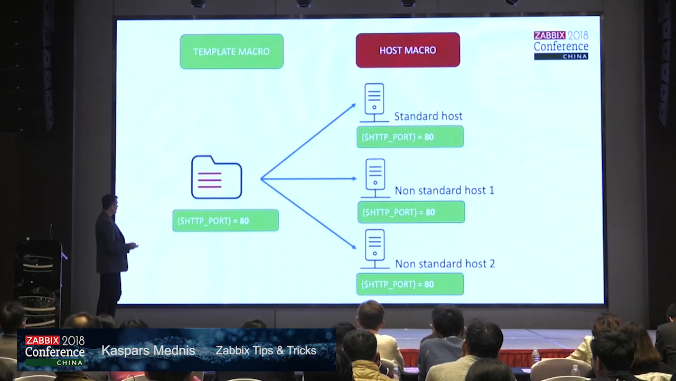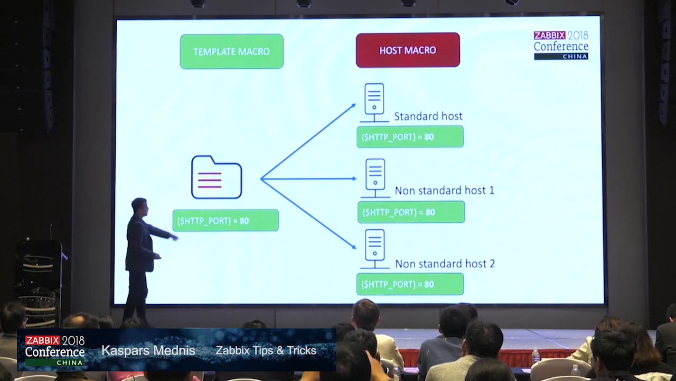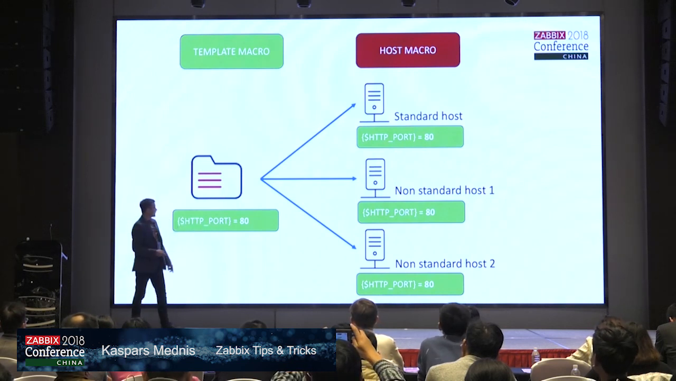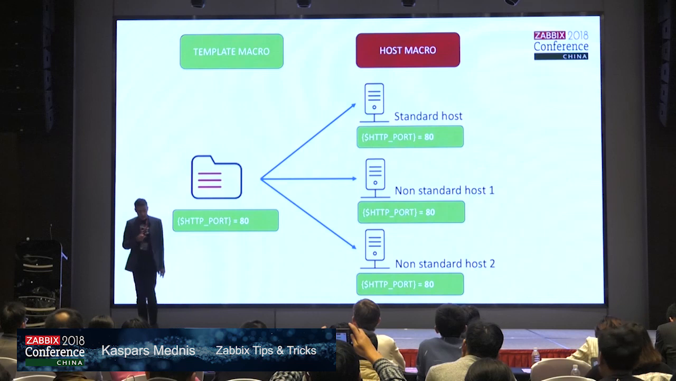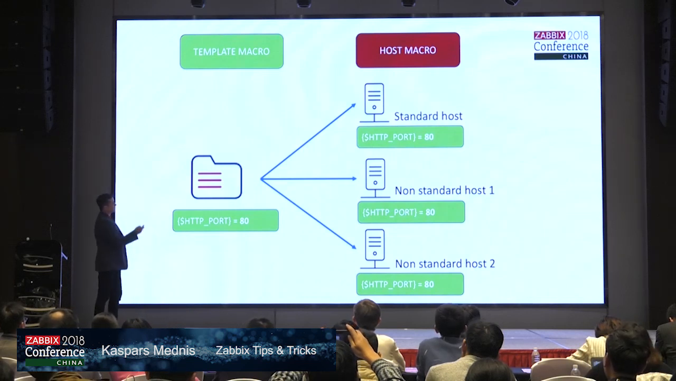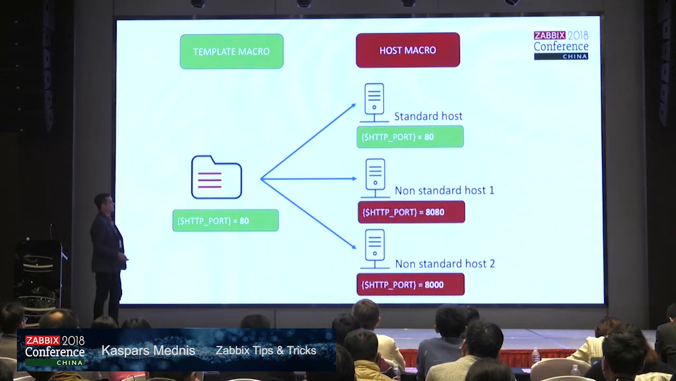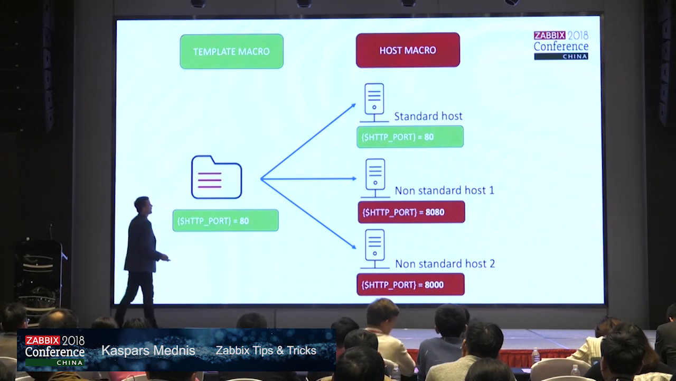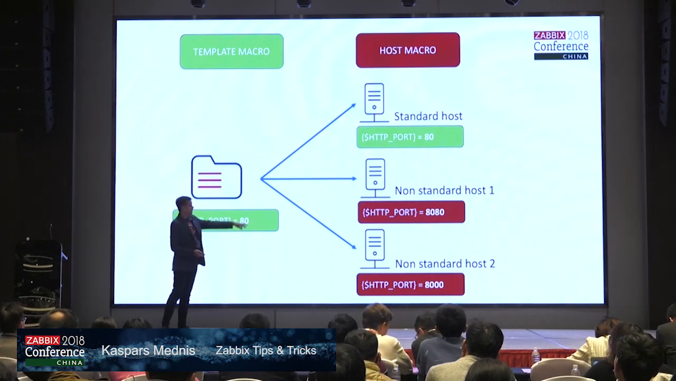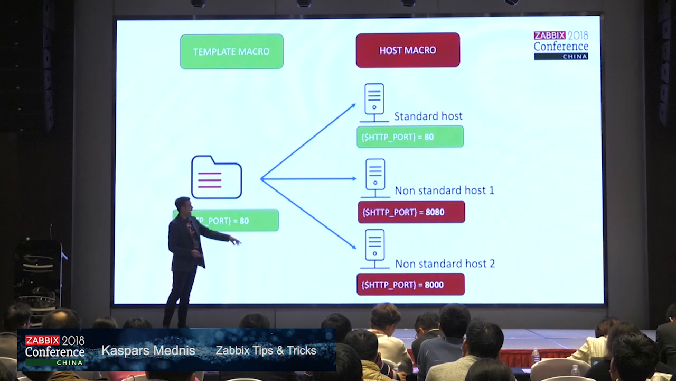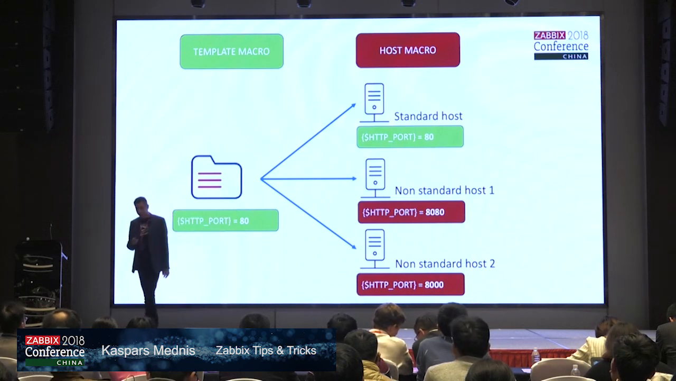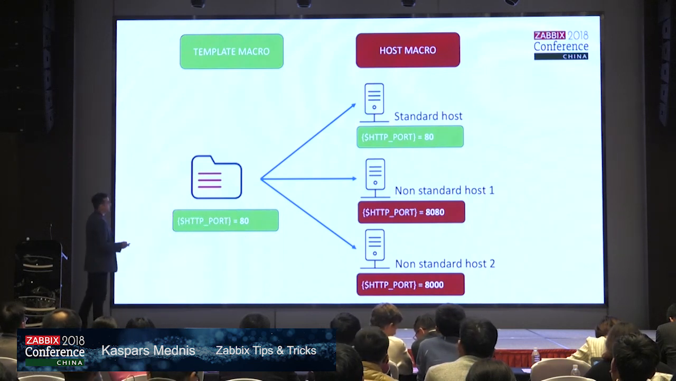But you can define a macro, HTTP port, like here, and assign some standard value, 80. And then assign this template to all the hosts. And if you need to change the port, no problem. Go to the host, just change the macro on the host level. And you can use the same template for all your hosts. It will work just fine.